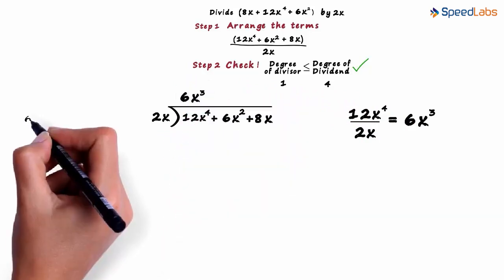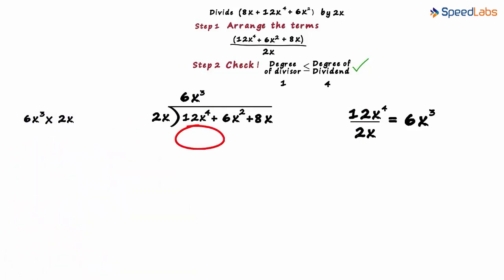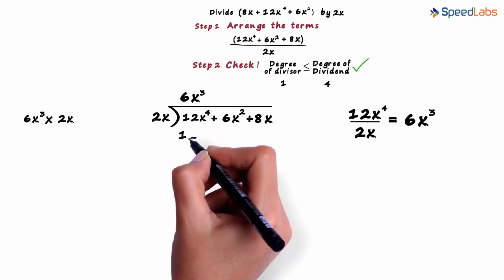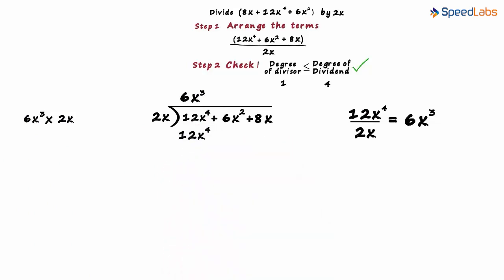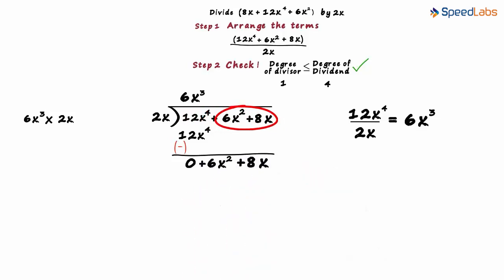The product of 6x cubed and 2x will be written here under the first term. That is 12x raised to 4. 12x raised to 4 minus 12x raised to 4 gives us 0. In the case of expressions, we go term by term. Once we covered this term, we get the rest down. 6x squared plus 8x. Now let's tackle this term.